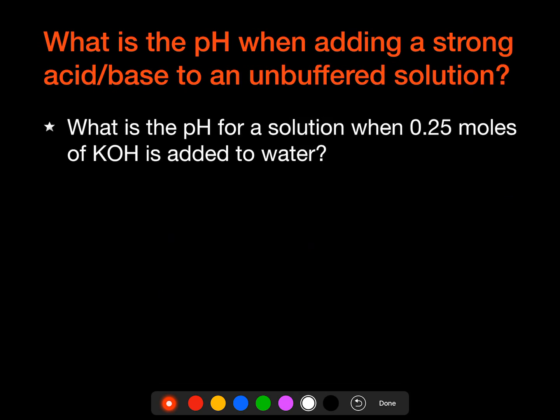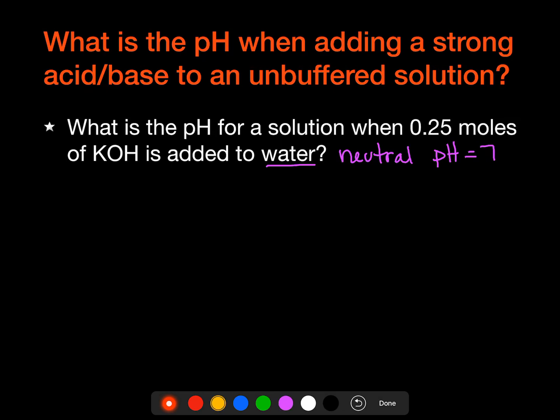Okay, so the next one is we want to find out how much the pH of a solution will change if we add a strong base to the solution. And in the first one, we're going to add it to water. Okay, and so remember that water is neutral. So water, distilled water, is going to be neutral with a pH equal to 7. And so in order to do this, we just basically need to find out what happens.